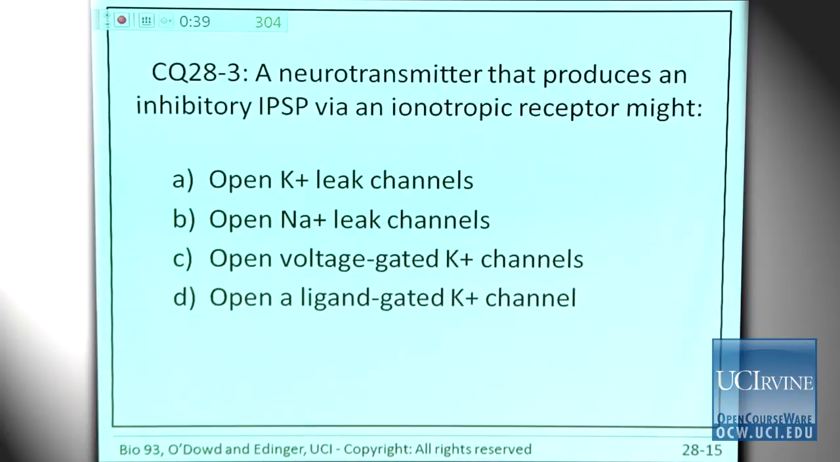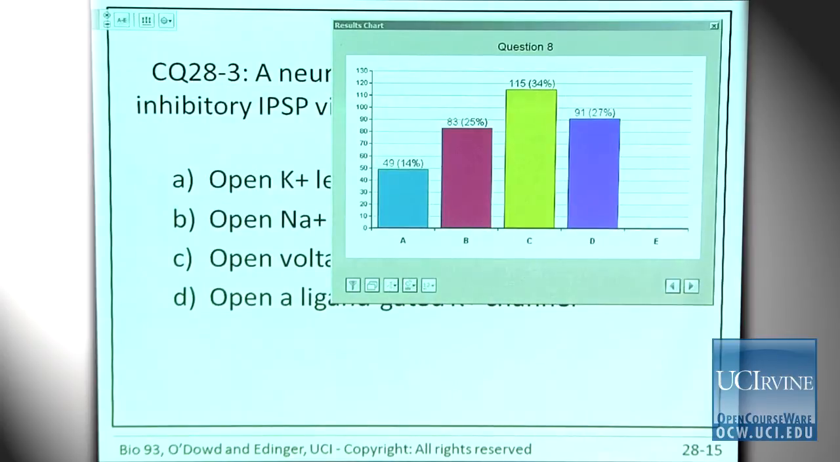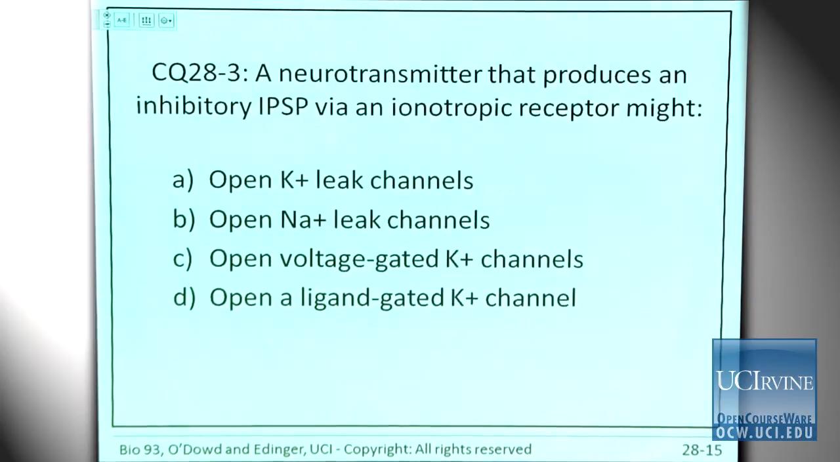Okay, click in if you have not. Okay, this is a bit of a problem, so let's look at this one. A neurotransmitter that produces an inhibitory postsynaptic potential by acting on an ionotropic receptor. So what's an ionotropic receptor? Ligand-gated channel, right? It's one that binds the neurotransmitter and then opens. So I've told you the answer if you know what this means, right? Only one of these is a ligand-gated channel.